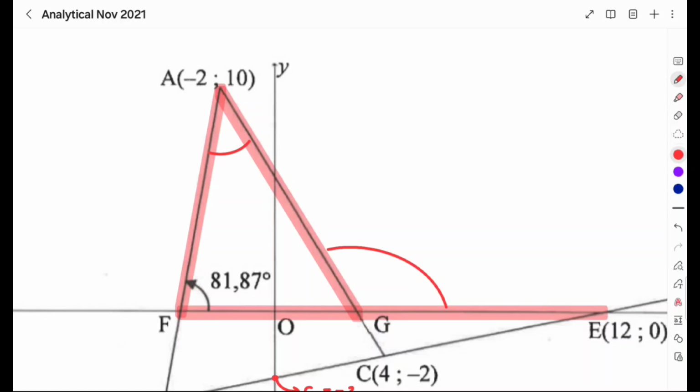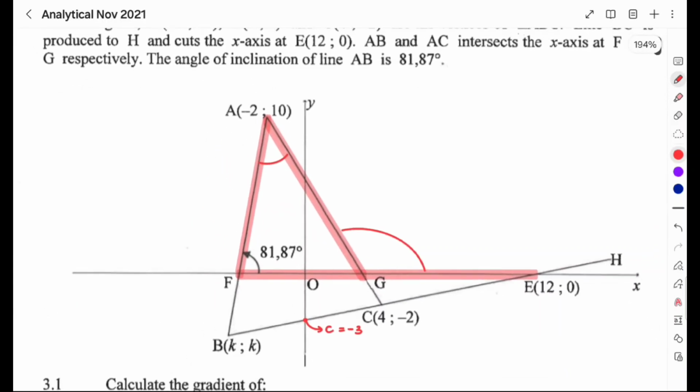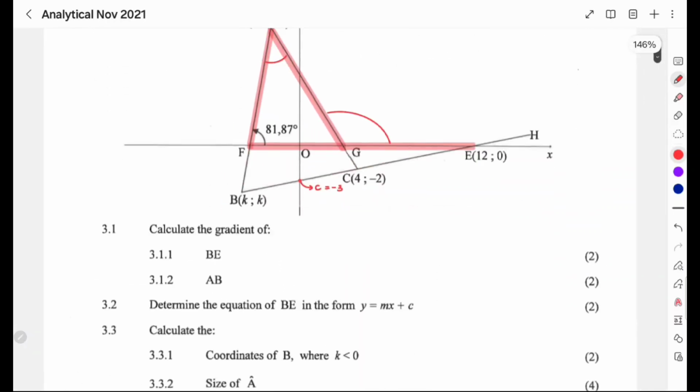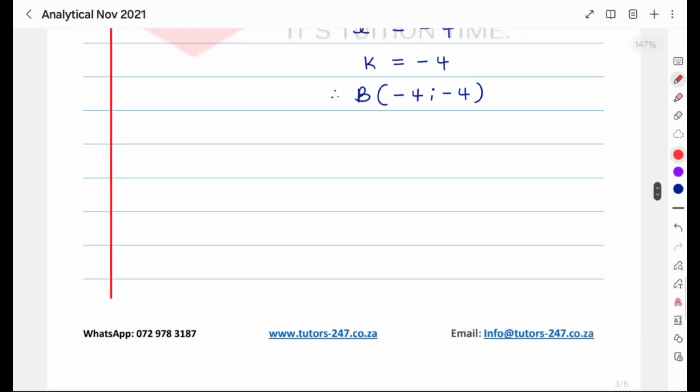In order to calculate the angle of inclination of the line AG, we need to determine its gradient. To find gradient, we need 2 points on the line AG. Now, as you can see, AG is extended to C, which means C is a point on the line AG. So if we calculate the gradient of AC, that is going to be the gradient of AG. So let us start by calculating the gradient of AC.